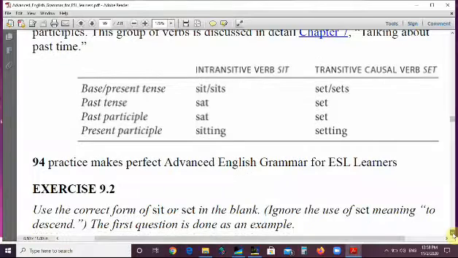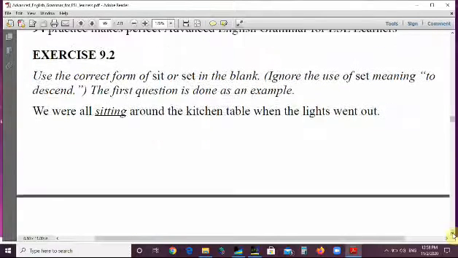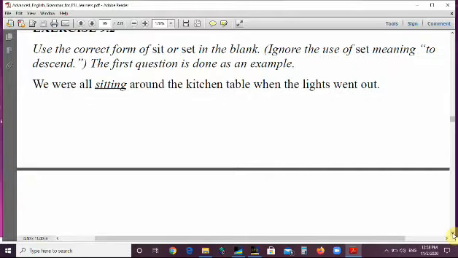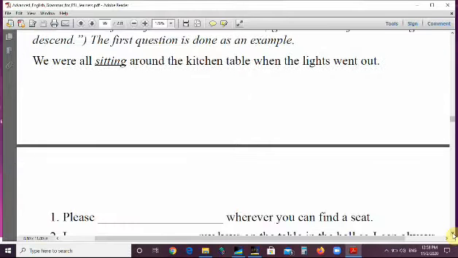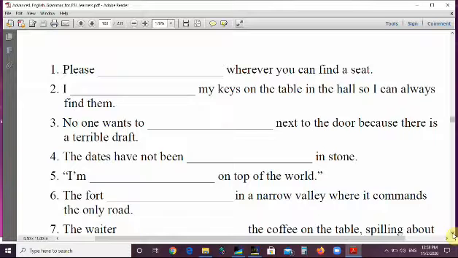Okay? Let's do exercise 9.2. Use the correct form of sit or set in the blank. Ignore the use of set meaning to descend, the sun sets. The first question is done as an example. We were all sitting around the kitchen table when the lights went out. Number one, please, wherever you can, find a seat. So it's sit.